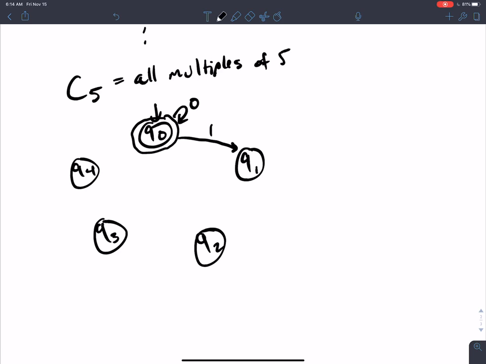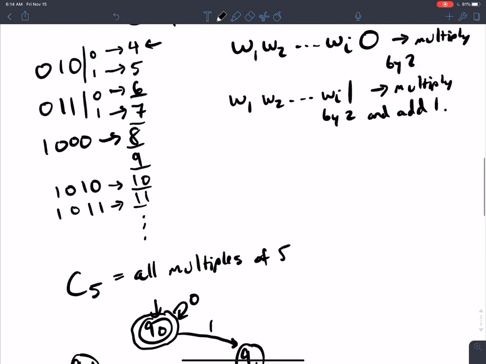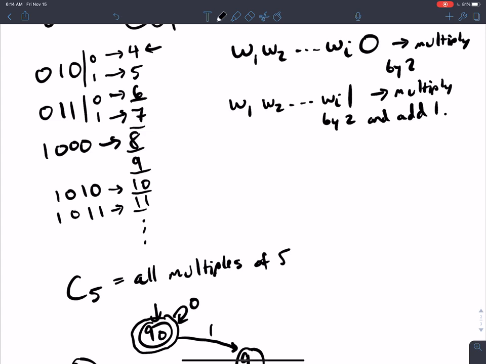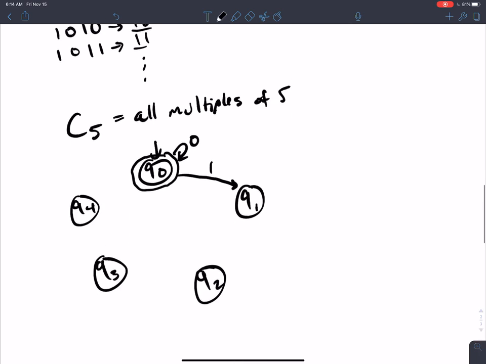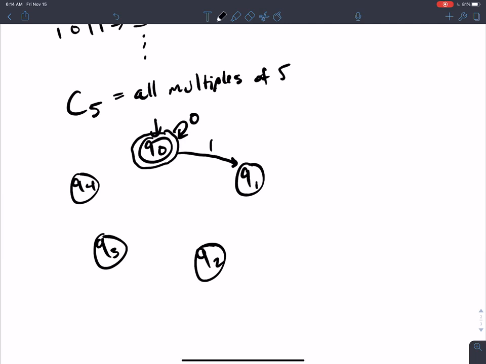So let's do Q1. If it's a remainder of 1, then if you think about it for a second, if we read a 0, multiplying by 2, a remainder of 1 turns into a remainder of 2. And we kind of saw that up here, when we had a 4, which was a remainder of 1, multiplying by 2 gets us 8, which is a remainder of 2. So it works exactly the same way here. So remainder of 1, reading a 0 goes to Q2. And then, of course, the 1 is the next one in the line.